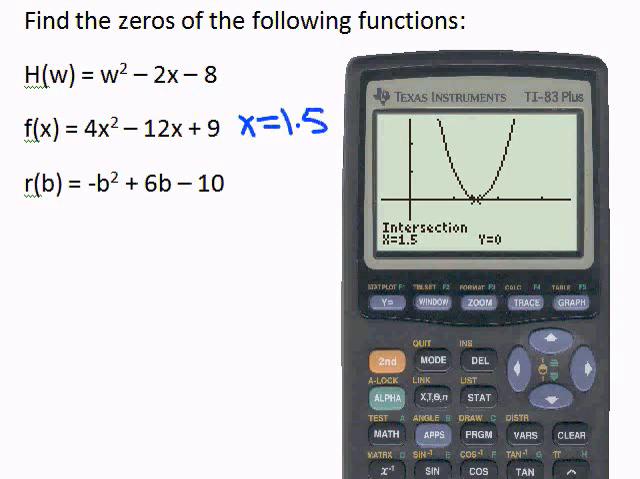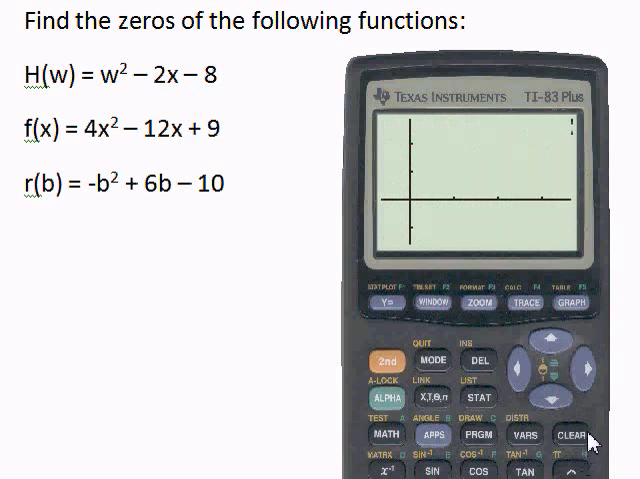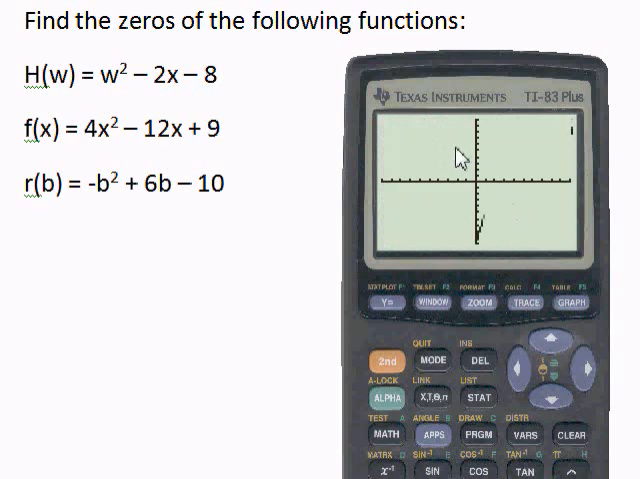For that third one, now the third one's a little tricky. Again, we go to y equals, we press clear, and we go negative x squared plus 6x minus 10, and we go graph. Now you'll notice my graph's still zoomed in, so it's not a really good graph to see. Anytime you want to go back to your standard window, you go zoom, and go down to standard and press enter. That gets me back into a 10 by 10 viewing window.